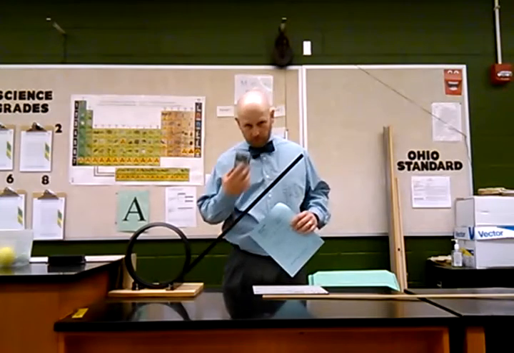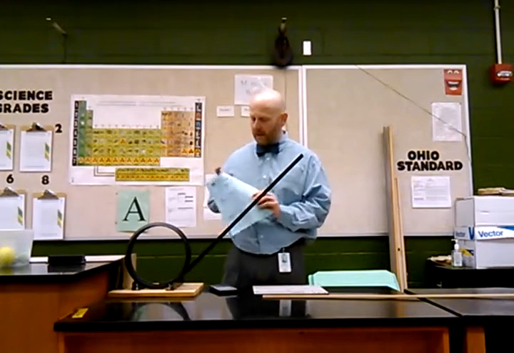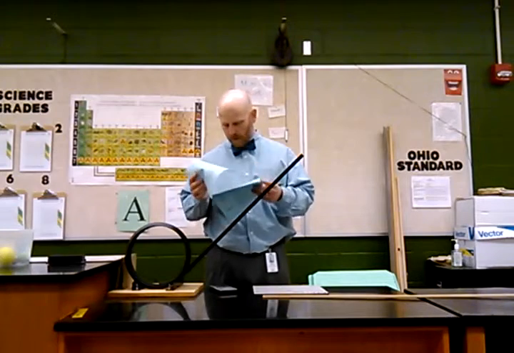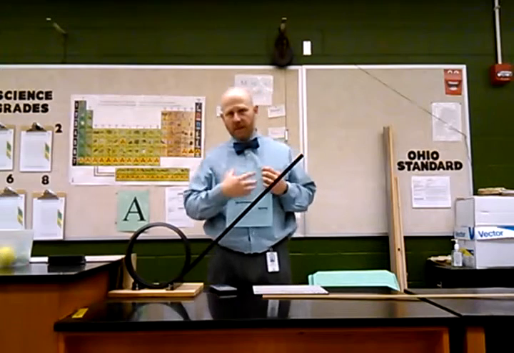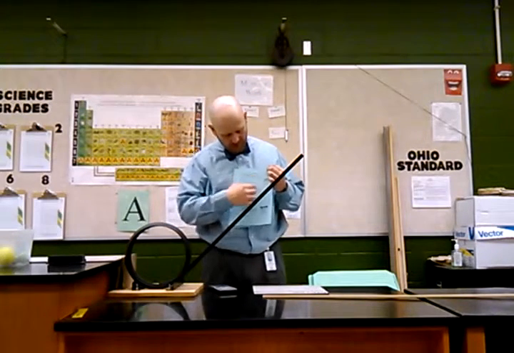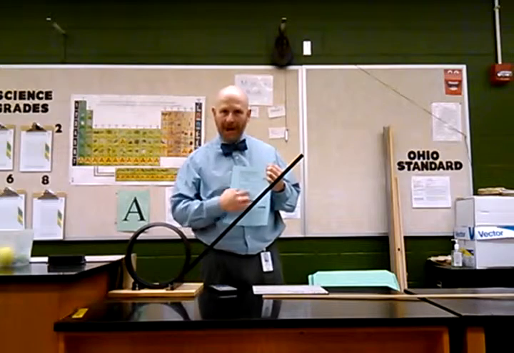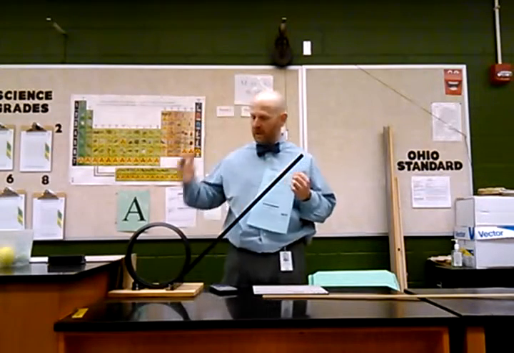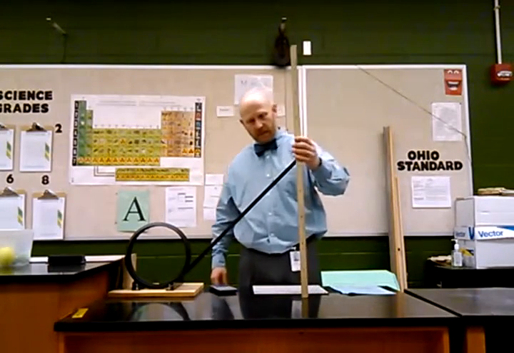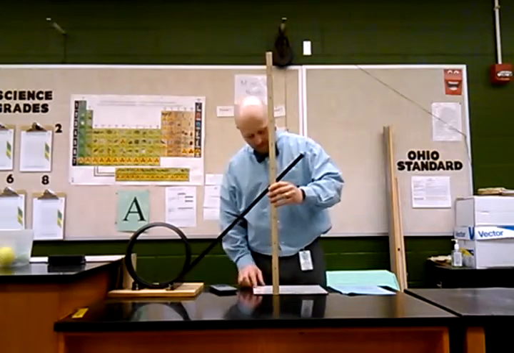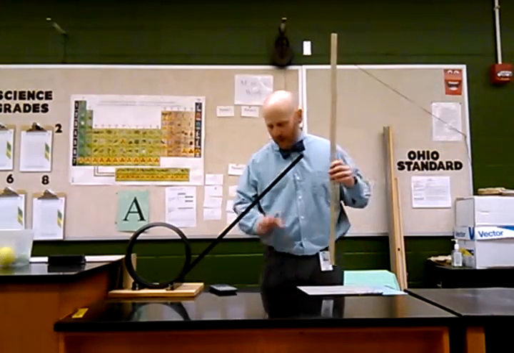What you're going to need today is a calculator. You need your nature of energy packet, because we are going to turn to page 71, which discusses what gravitational potential energy is, and you'll be able to see an example of how to calculate it as we do this demonstration. I also have a meter stick that will allow us to take measurements to determine the height of the object.